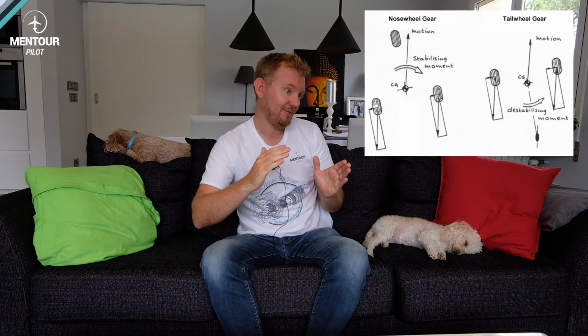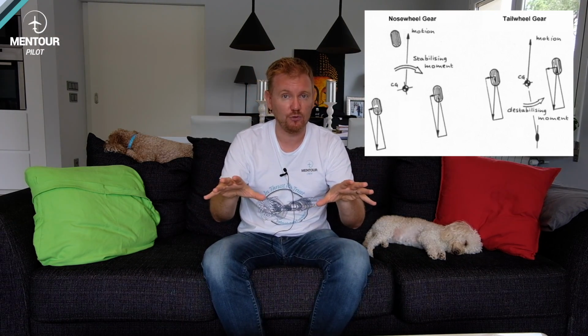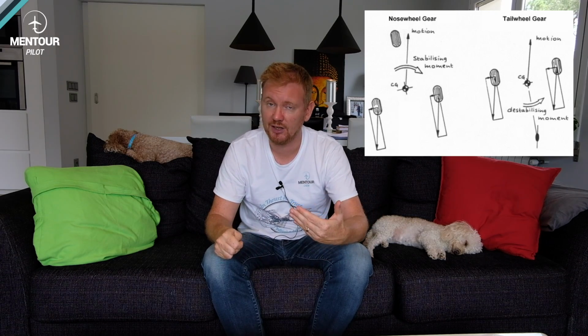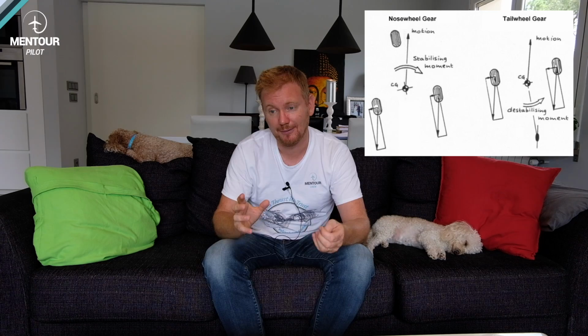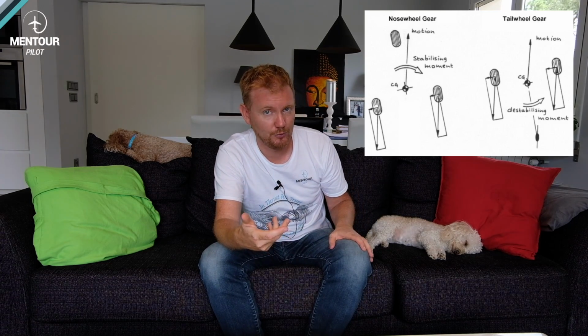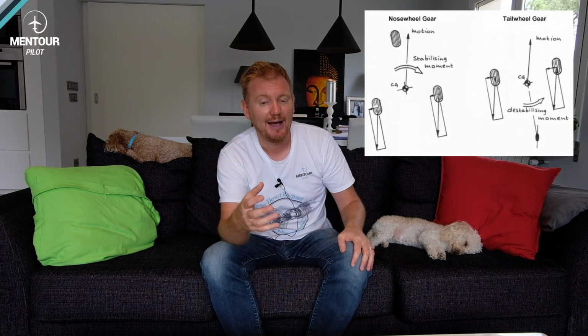If the tail starts moving to the left or right, instead of a stabilizing movement like you get on a nose gear, you will have a destabilizing movement, as in the more it moves, the more it wants to move. All right? So this makes it really hard to taxi the aircraft. It also makes it really hard to land, especially in crosswind conditions.